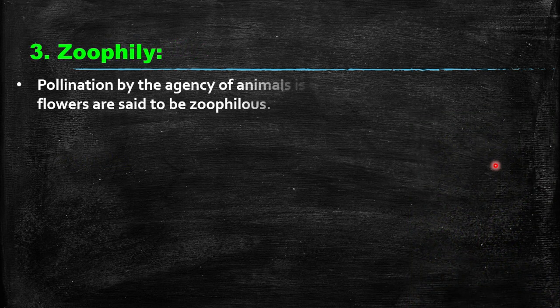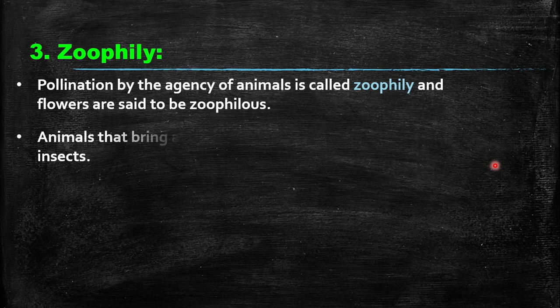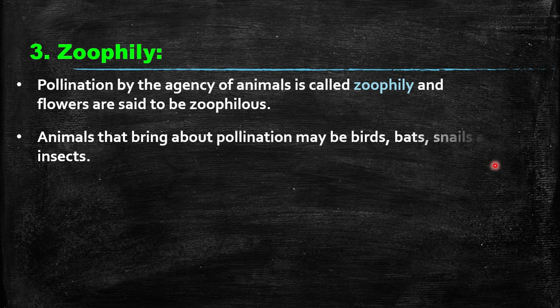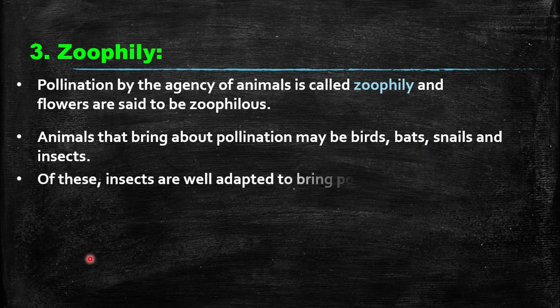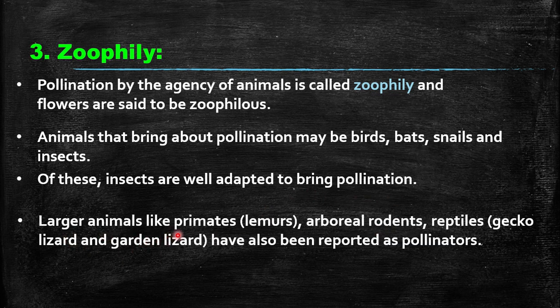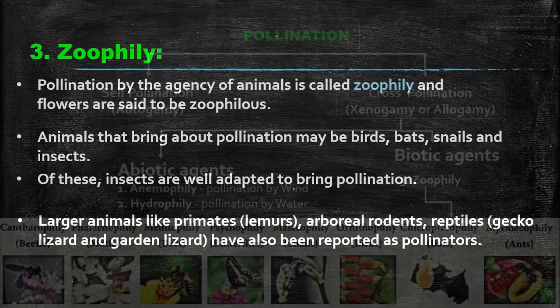Zoophily: pollination by the agency of animals is called zoophily, and the flowers are said to be zoophilous. The animals that bring about pollination may be birds, bats, snails, and insects. Of these, insects are best adapted to bring about pollination. Large animals like primates, lemurs, arboreal rodents, and reptiles such as garden lizards have also been reported as pollinators.